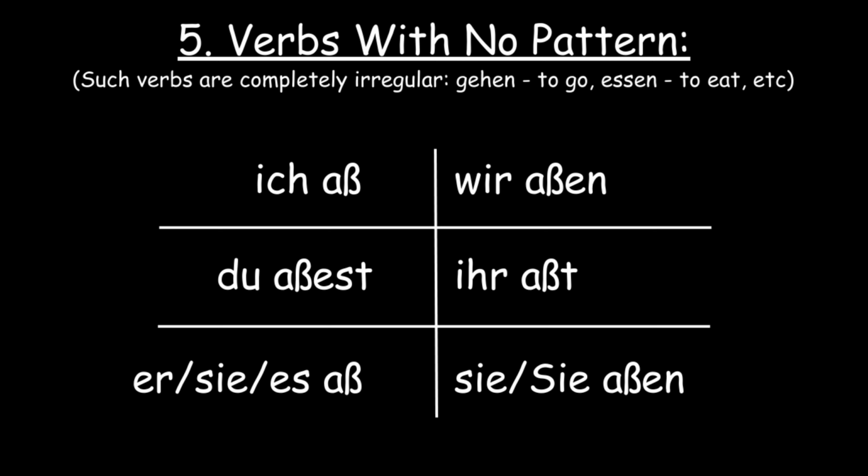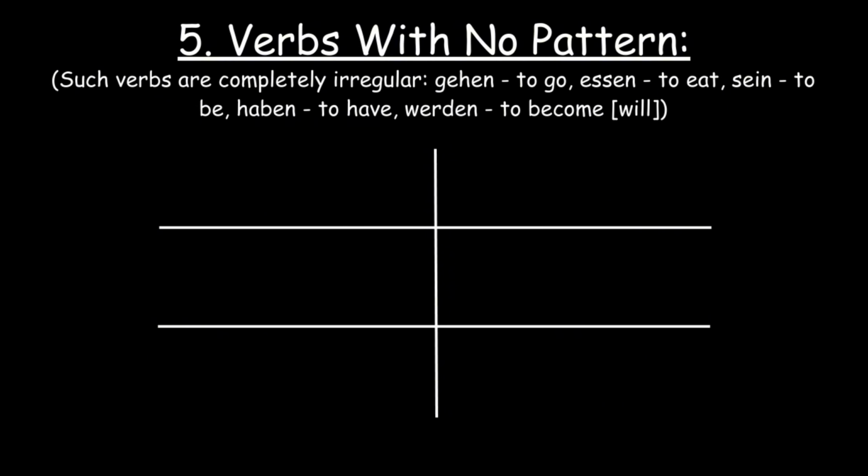Oppositely, essen will look like this. Ich aß. Du aßest. Sie, es aß. Wir aßen. Ihr aßt. Sie aßen. Other verbs that have completely irregular changes in the Präteritum are sein, haben, and werden.